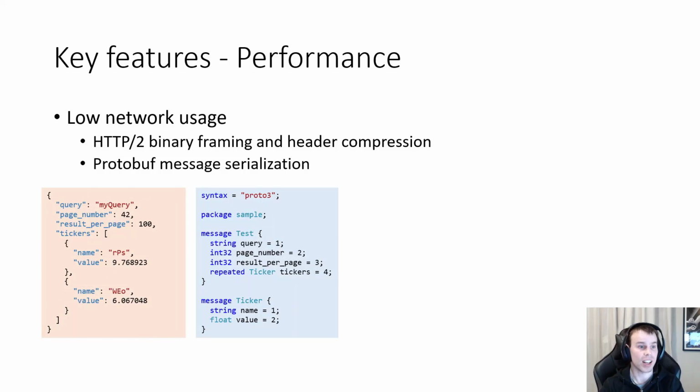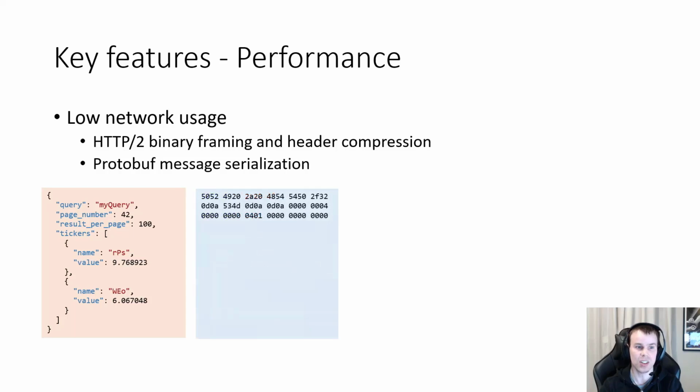So I've got an example here of some JSON and then its Protobuf representation. Although these look about the same size, remember this is a Protobuf contract, this is the proto file. This isn't actually what is sent across the wire when a gRPC call is being made. What's been sent across the wire is a very small binary representation of the JSON data.